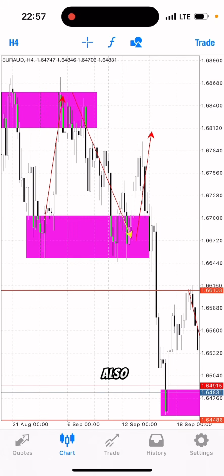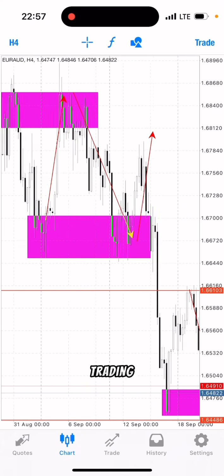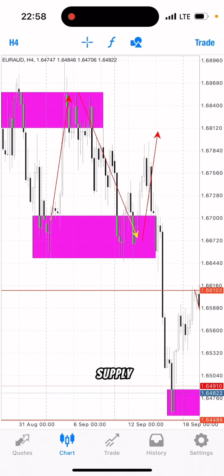Also you need to apply risk management. Remember, trading is not just about identifying supply and demand zones, it's also crucial to manage your risk effectively. Set appropriate stop loss levels to protect your capital and use proper position sizing techniques. This way, even if a trade doesn't go as planned, you won't blow up your account.